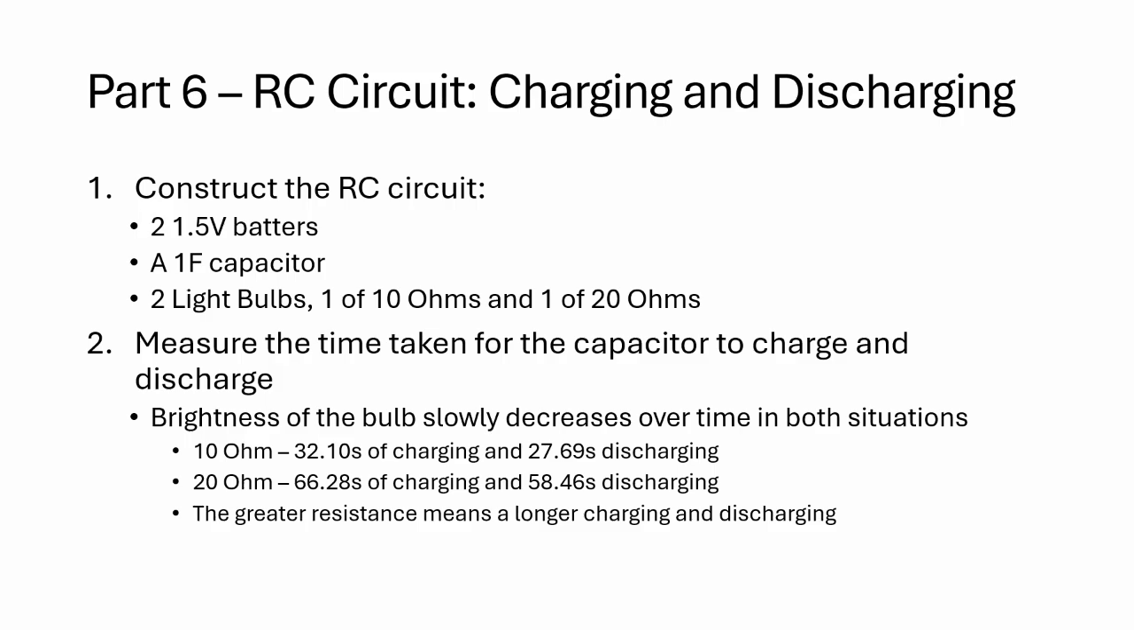Part 6 is the RC circuit, charging and discharging. You first have to construct the RC circuit: 2 1.5 volt batteries, a 1 farad capacitor, and 2 light bulbs of 10 ohms and 20 ohms. We measure the time taken for the capacitor to charge and discharge. The brightness of the bulb slowly decreases over time in both situations for both resistors.